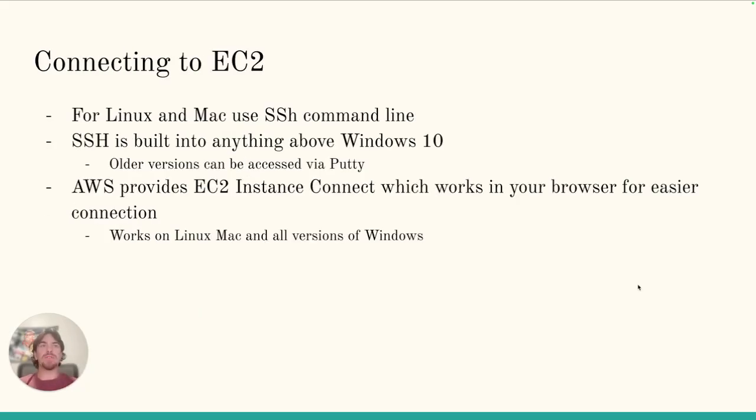There's various options for connecting to an EC2 instance. On Linux or Mac, you'll usually utilize the SSH command line program. SSH is built into Windows 10 and beyond. However, older versions can be accessed using a tool such as Putty. If you prefer something even easier, AWS does provide EC2 Instance Connect, which works directly in your browser. This is ideal for rapid access without having to install additional applications, and it works on Linux, Mac, and all versions of Windows.